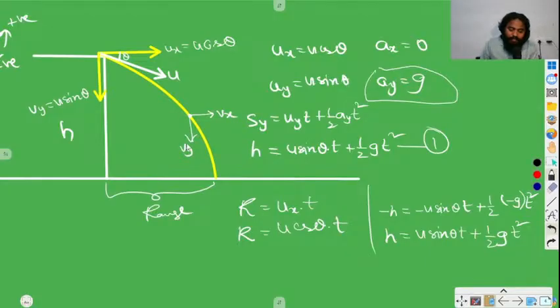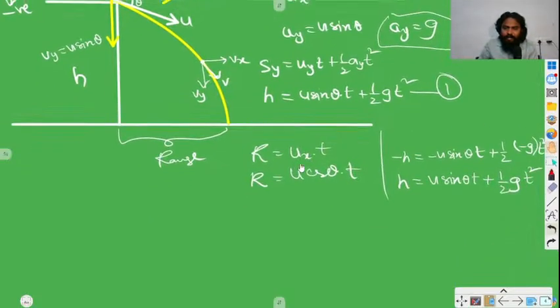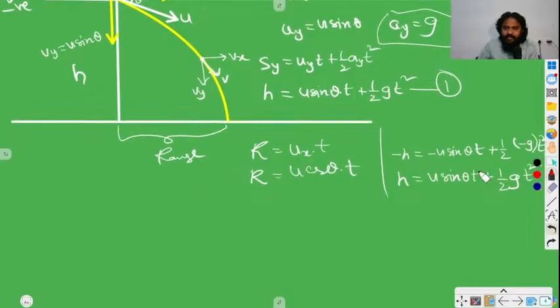From this you can find out the velocity here, right? So for example, if it is velocity v, this is the v. Now what is vx? Vx is nothing but u cos theta, no doubt. It never changes because there is no acceleration, right?